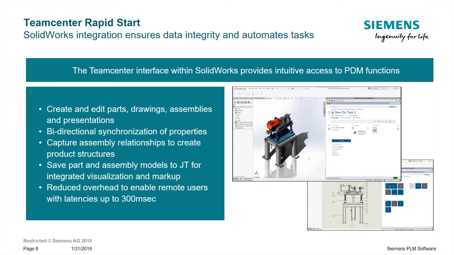This integration also automatically generates and saves neutral file outputs, including PNG, PDF, JT, and others. Now, if you're not familiar with it, JT is an ISO standard CAD neutral format that is widely used for 3D visualization. It also has other uses in downstream manufacturing and so on.